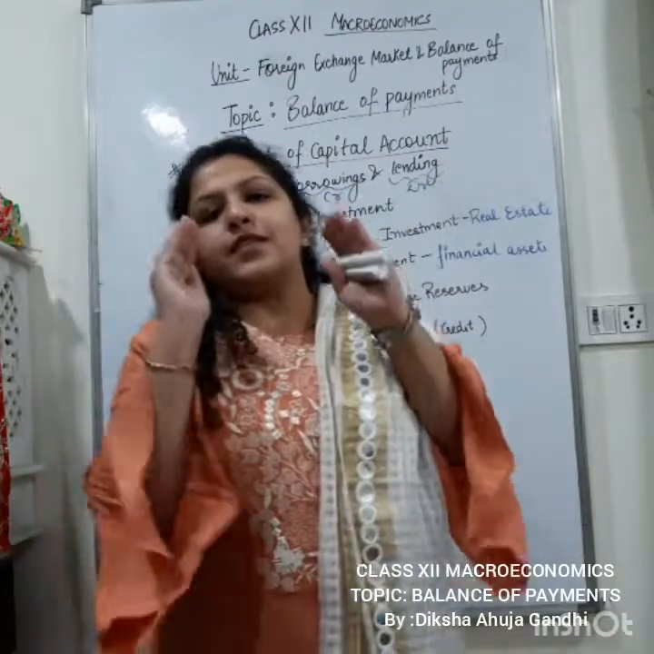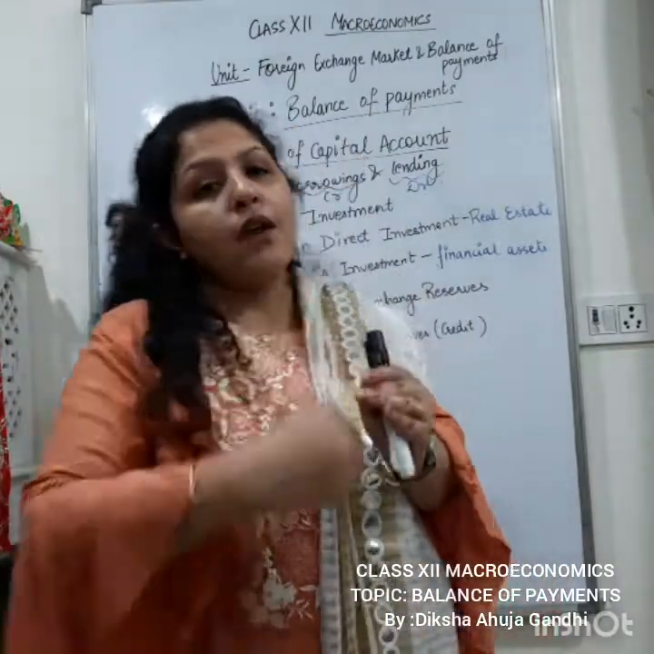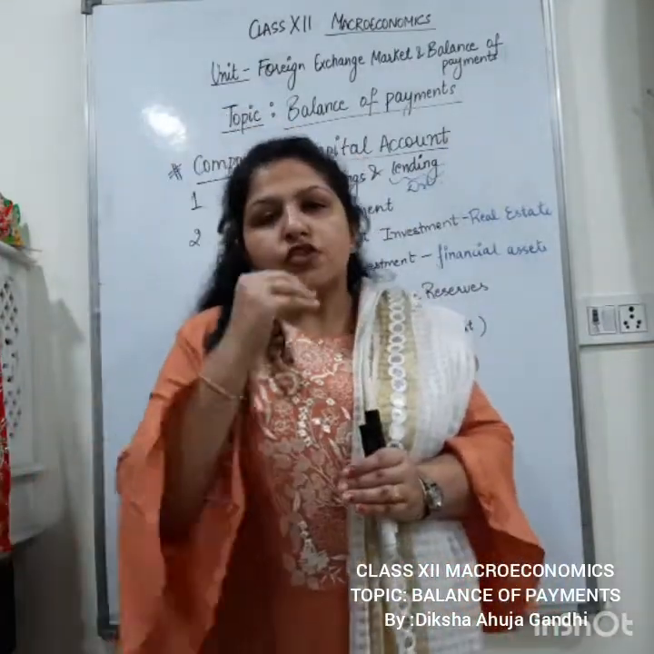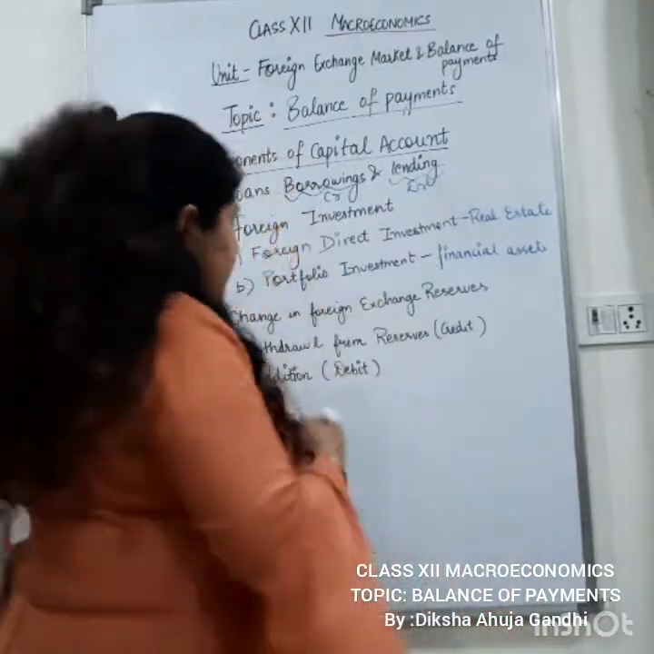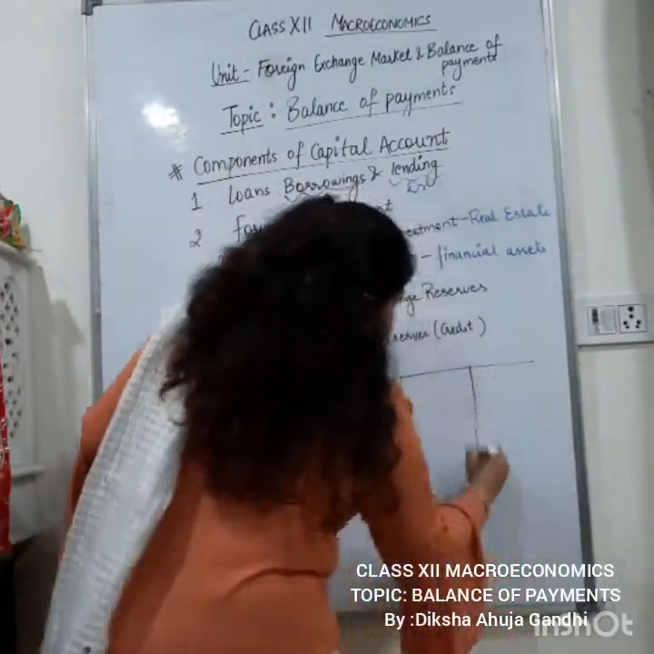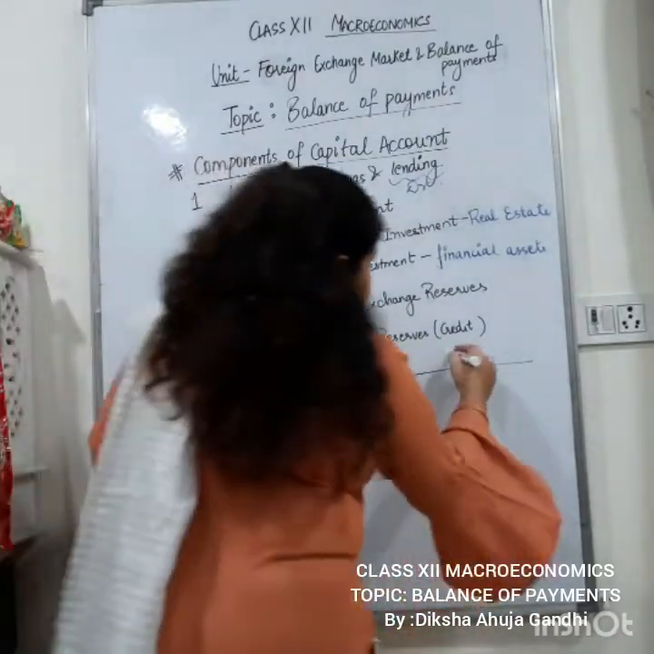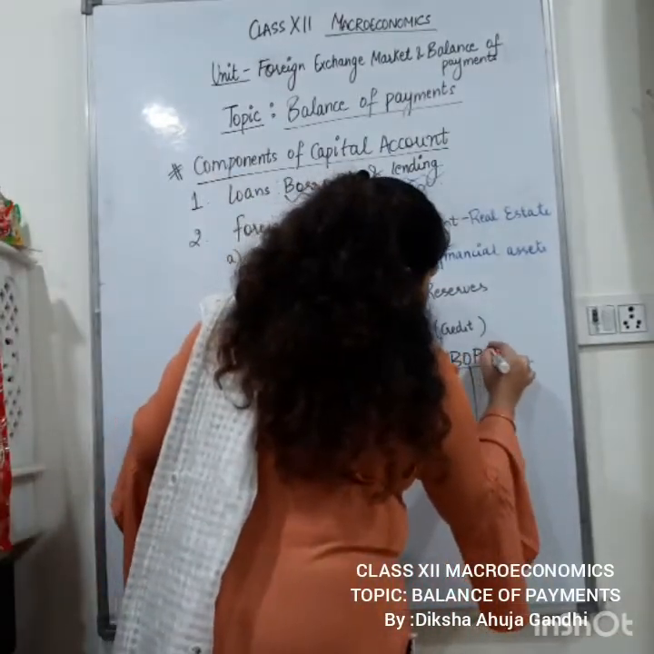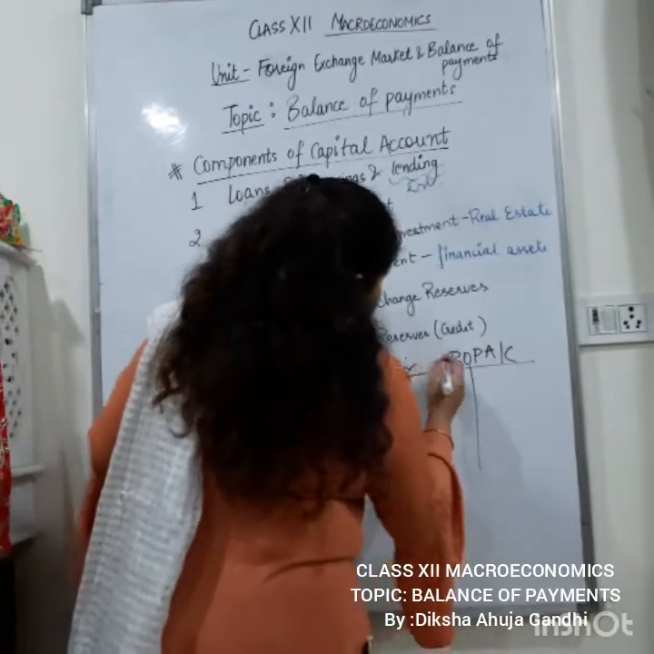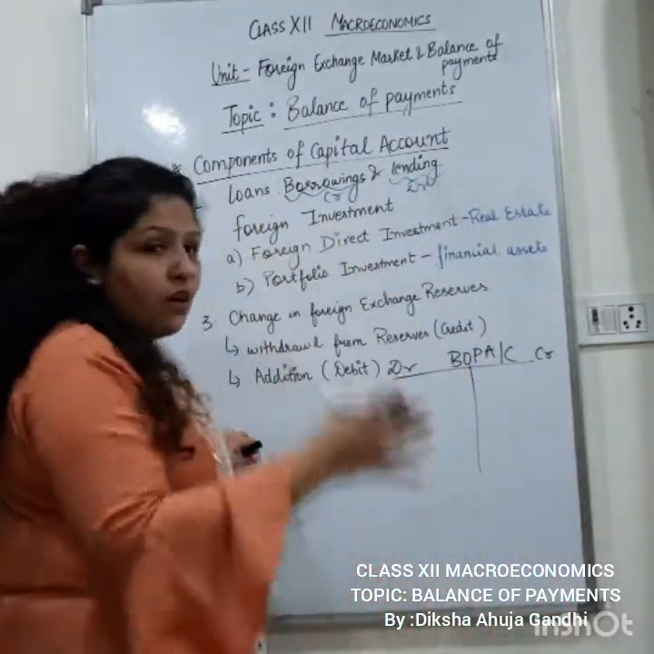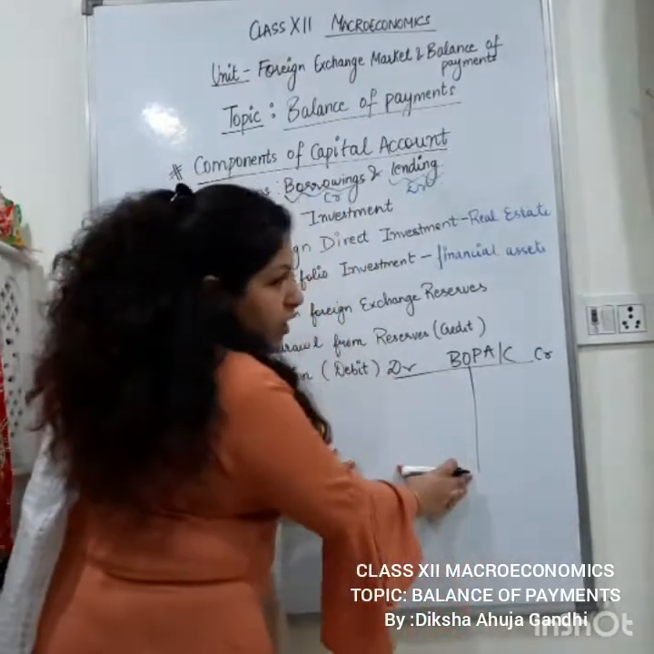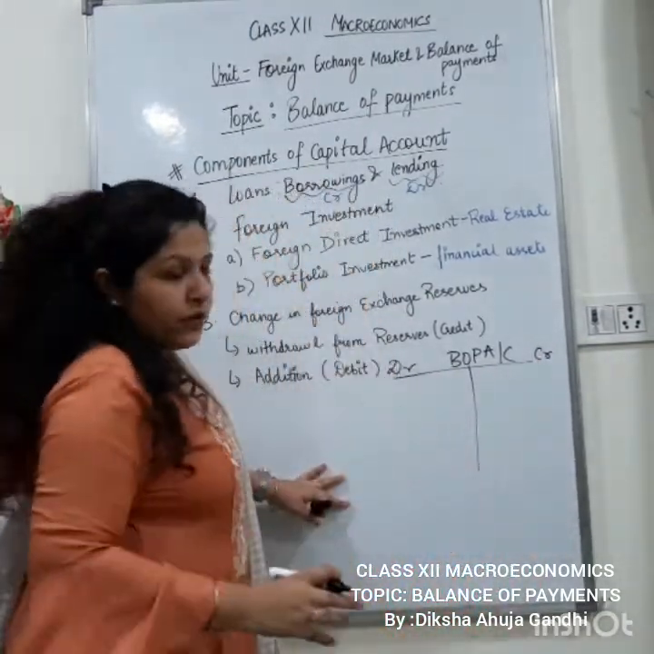This item is something different from all other aspects we have studied till now. Change in foreign exchange reserve is an item that finances the BOP. Let's say BOP is in deficit, right? If this is my BOP account and I'm saying this is my debit side where all inflows of dollars will take place, and this is the credit side where all outflow and here all inflow will take place.